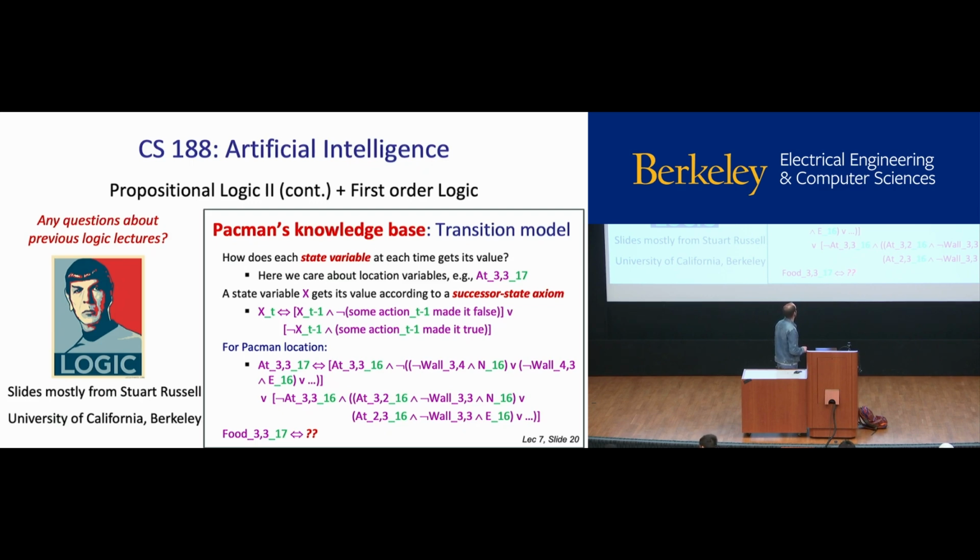So either you were there at the previous time step and none of these ways of changing where you were happened, or you weren't there, you were just to the south and you moved north and weren't blocked, or you were just to the west and you moved east and weren't blocked, or so on. So this is the strategy you can use. There are other ways you could write this, but this is a good general strategy, and then you can fill in the details for encoding the sort of knowledge that you're going to want Pacman to have.